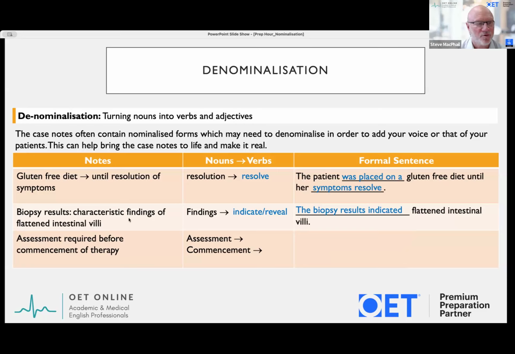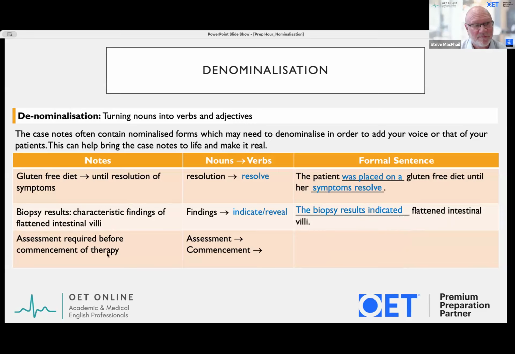So we've changed the order. The biopsy results indicated or revealed, right? When you're using results, make sure you use a verb like indicated or revealed. Don't use reported. We can only use reported for people. X-rays, biopsies, ultrasounds, they don't report. They indicate or they reveal. So just be aware of that.